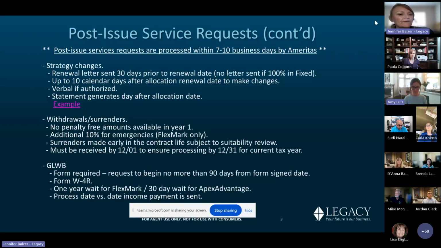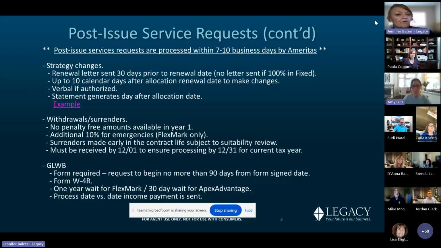Flexmark does allow for an additional 10% emergency withdrawal during the life of the contract. And I wanted to stress the importance of understanding that this is an emergency withdrawal. It's not a withdrawal because maybe somebody wants extra money to put into their bank account, or let's say they want to buy a new car, what have you. It's really for emergency purposes. And the emergency conditions are outlined within the contract that they received.